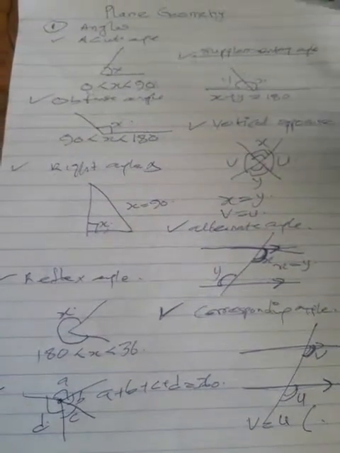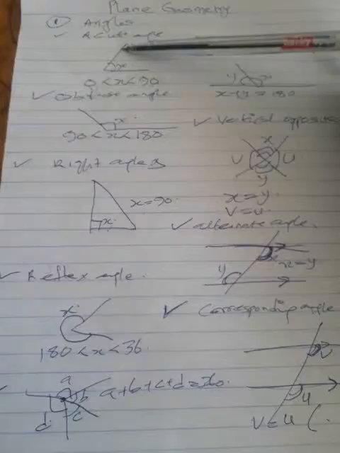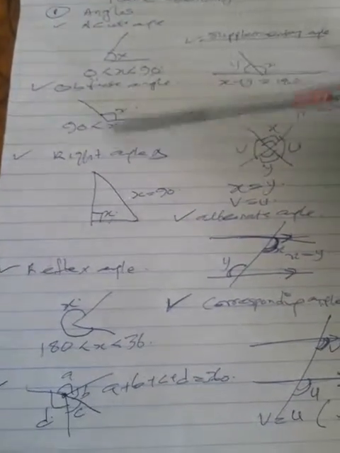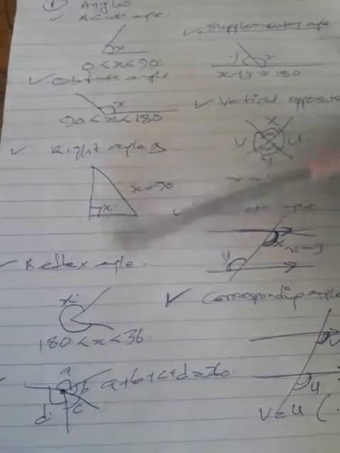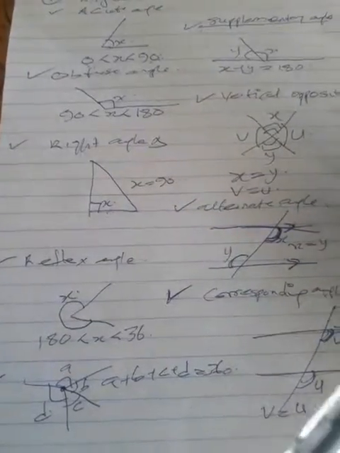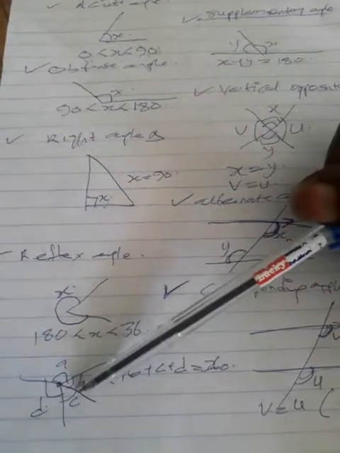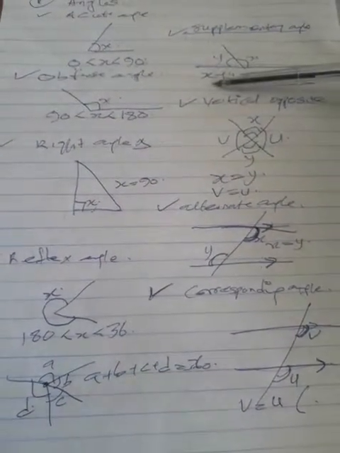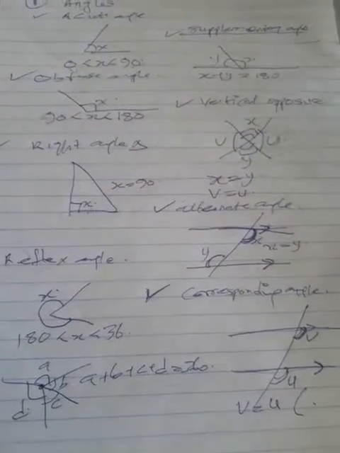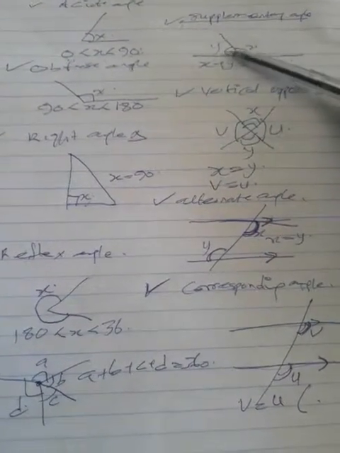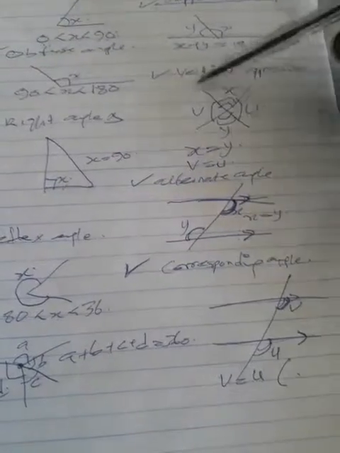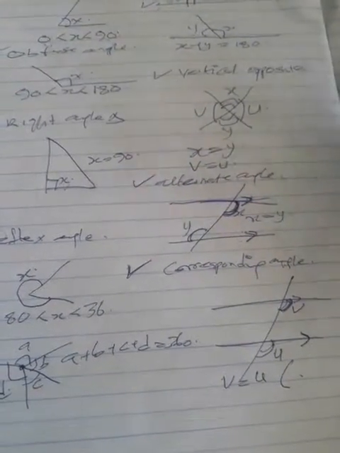So these are the number of things that we deal with in plane geometry, under which I'm dealing with angle. We'll be having acute angle, obtuse angle, right angle triangle, reflex angle. Then we have angle at a point. Then we have supplementary angle, where the summation of the angles must give 180. Then we have vertical opposite, alternate and corresponding.